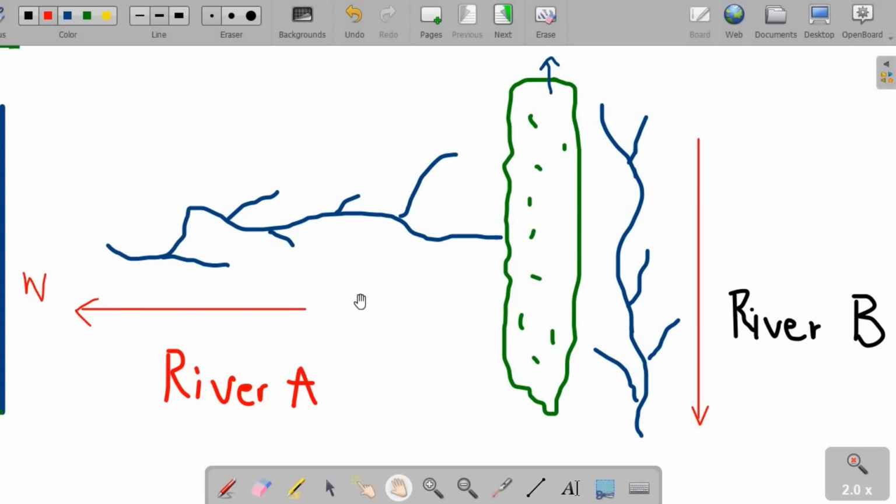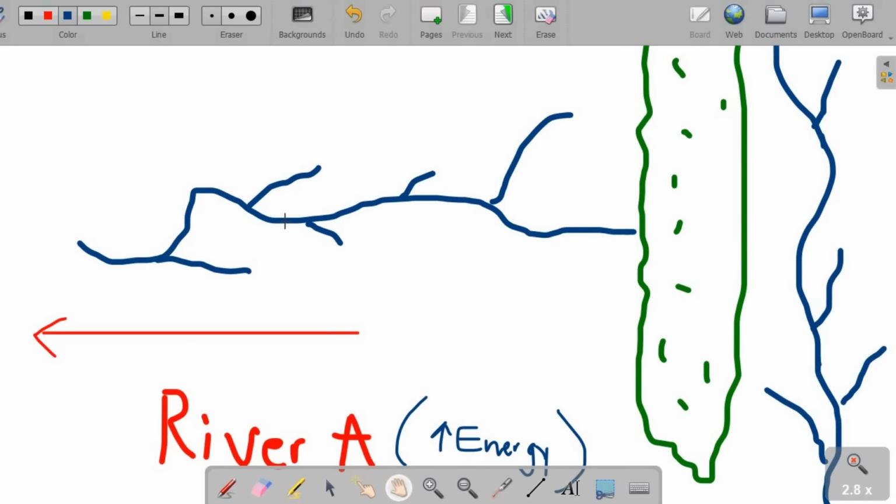Now let's say river A gets rejuvenated. River A gains energy through rainfall, through many more reasons, as we saw there. So it gains energy, so it becomes rejuvenated. This means that river A will now have a higher erosive power and will erode going towards its source. It will erode backwards like that, opening its channel, expanding its channel, increasing its length, going backwards. It is flowing towards the west, right? But it is eroding towards the east.